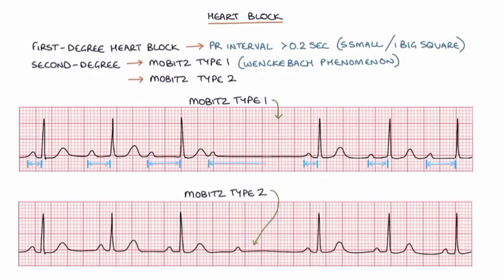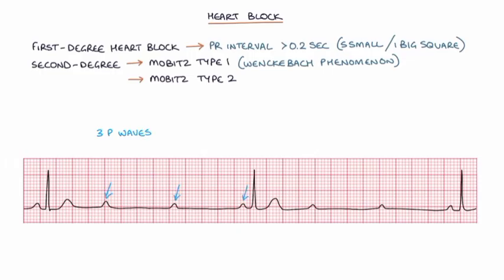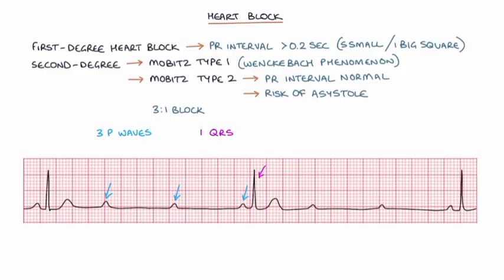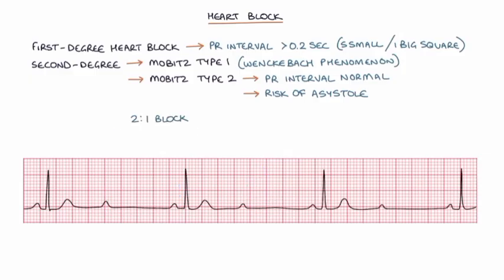Mobitz type 2 is where there's intermittent failure of conduction through the atrioventricular node with an absence of QRS complexes following P waves. There's usually a set ratio of P waves to QRS complexes, for example 3 P waves for each QRS complex, which is a 3-to-1 block. The PR interval remains normal in Mobitz type 2. There's a risk of asystole with Mobitz type 2. In a patient with a 2-to-1 block, where there are 2 P waves for each QRS complex, meaning that every other P wave does not stimulate a QRS complex, it can be difficult to tell whether this is caused by Mobitz type 1 or Mobitz type 2.